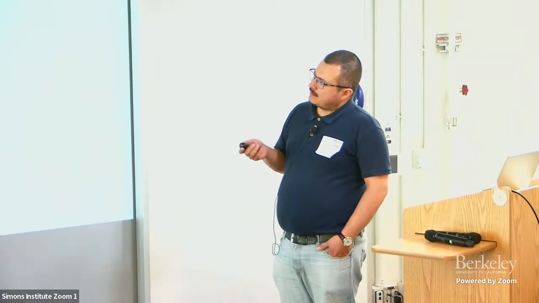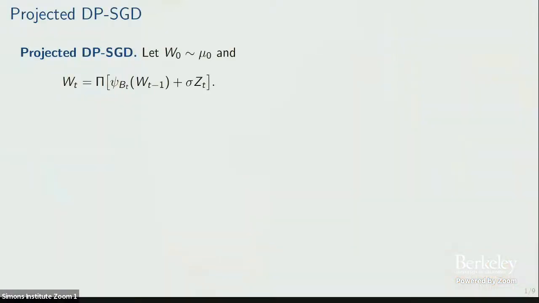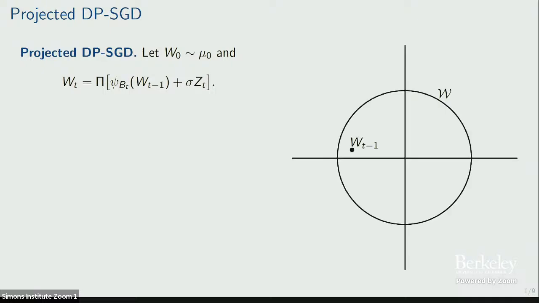So let me take over from the result. Right, because we are going to look at these pictures and try to get some intuition on how to prove it. So we need to see a little bit of the geometry of what's going on. So we have this projected DPSGD. Basically, you have a starting point with a certain distribution mu naught, and then you are going to iterate using that rule right there. But in more pictorial terms, it looks like this.